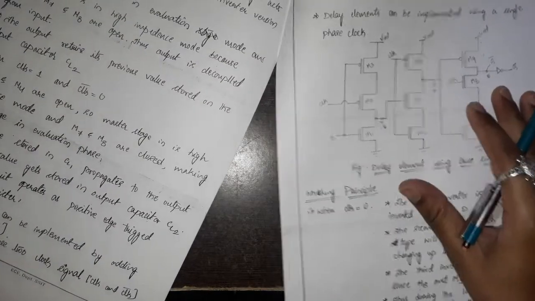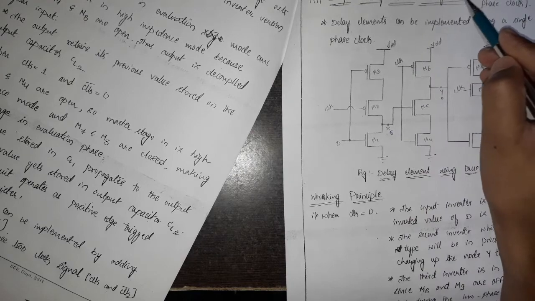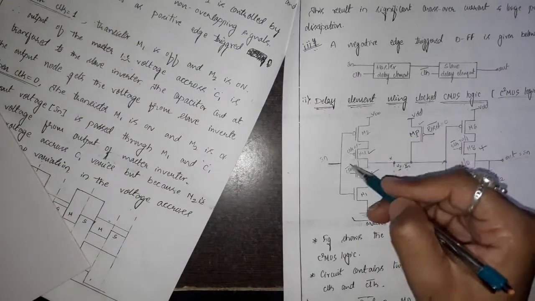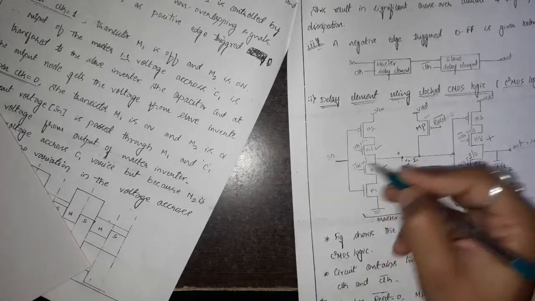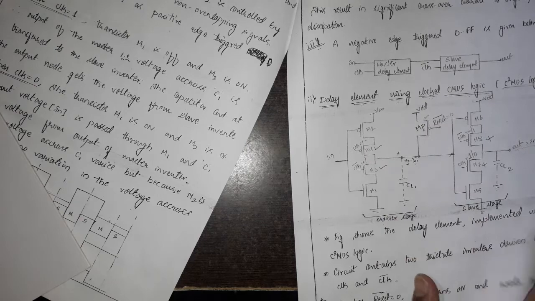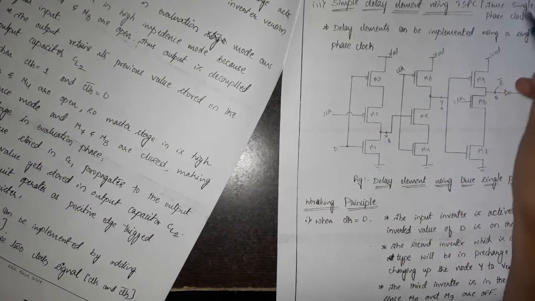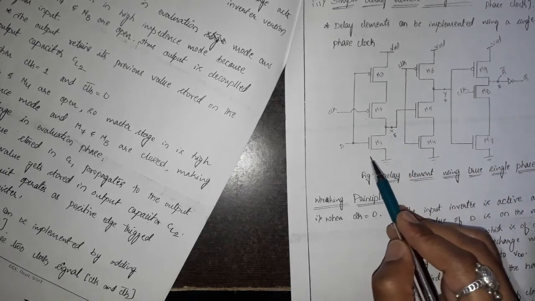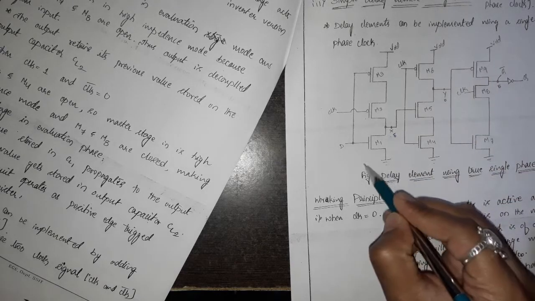Then coming to the third way of implementing a delay element, which is by using true single phase clock. In the first and second type, both clock and clock complementary bar signal will be used for controlling or for developing the delay elements, wherein in the third method only a single phase clock will be used. So this circuit represents a delay element using true single phase clock.